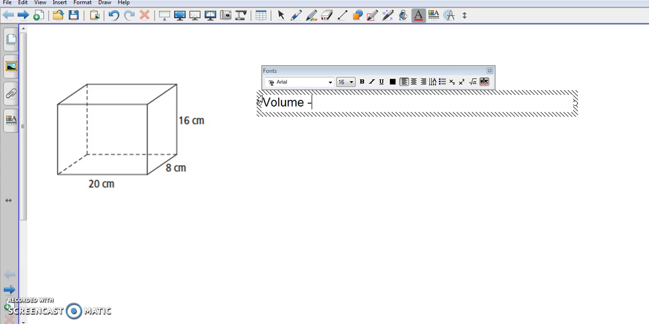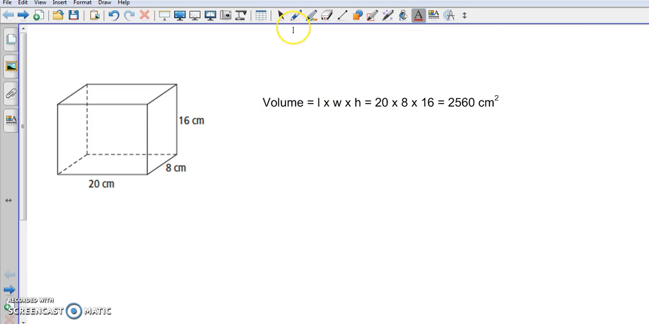If we wanted to find the volume of this rectangular prism, we previously would have taken the length and multiplied it by the width and multiplied it by the height. In this case, we would have had 20 times 8 times 16, which would have given us a volume of 2,560 centimeters cubed here. So fairly easy and straightforward. What we want to do is take a look at this and see if we can figure out what method I can use anytime I want to find the volume of a prism.